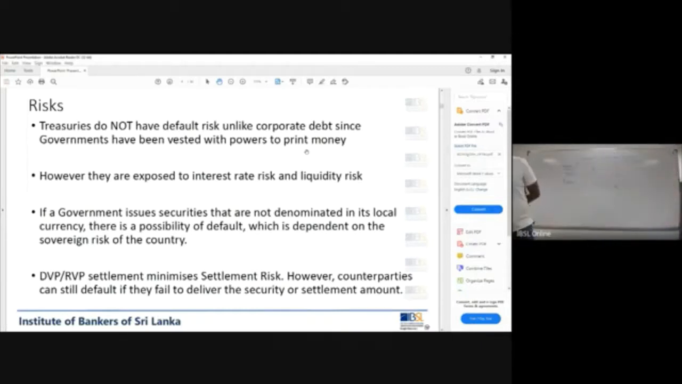Liquidity risk. Now, sometimes this 30-year bond might not have too many takers. But maybe only insurance companies or provident funds might be interested. There might not be any active investors. So they can be exposed to interest rate risk and liquidity risk.